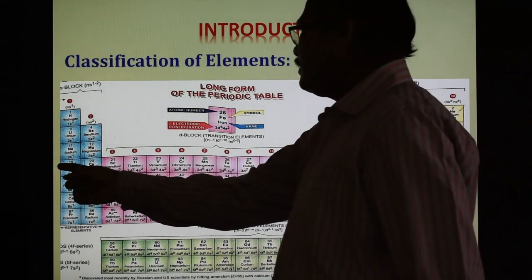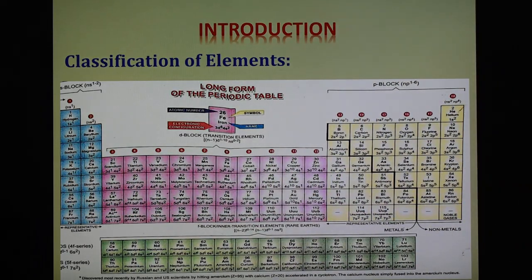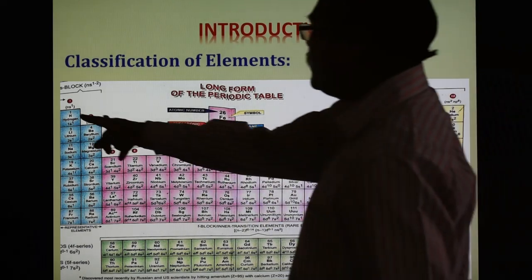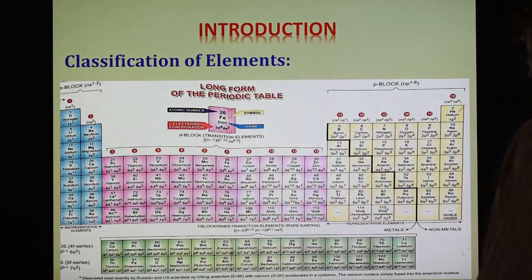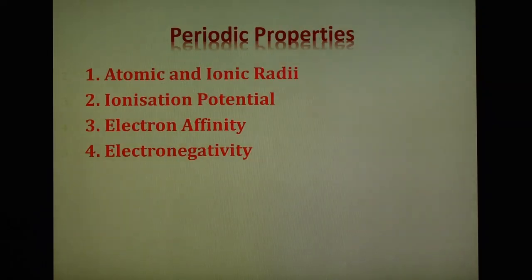The vertical columns are the groups, and the horizontal rows are known as the periods. So there are a total of 7 periods and a total of 18 groups. Here are shown groups 1, 2, 3 up to 18, and periods 1, 2 up to 7. So these are the elements in the periodic table, and we are going to see the important periodic properties of the elements.